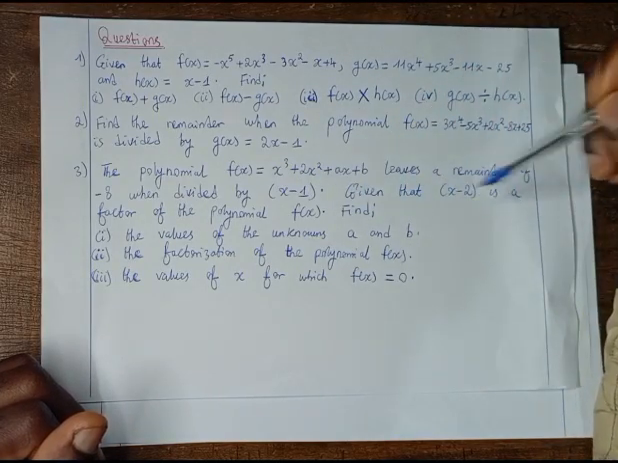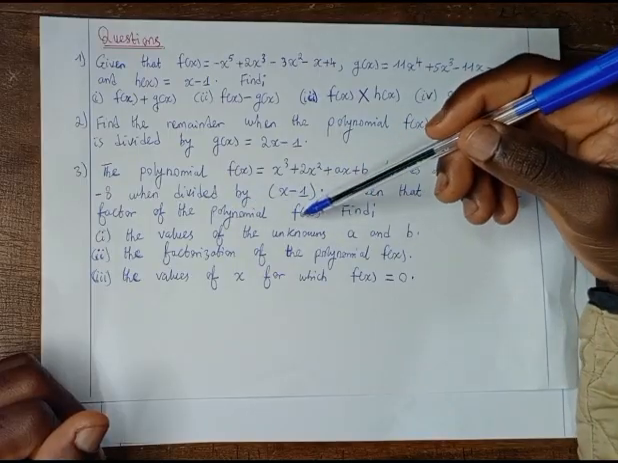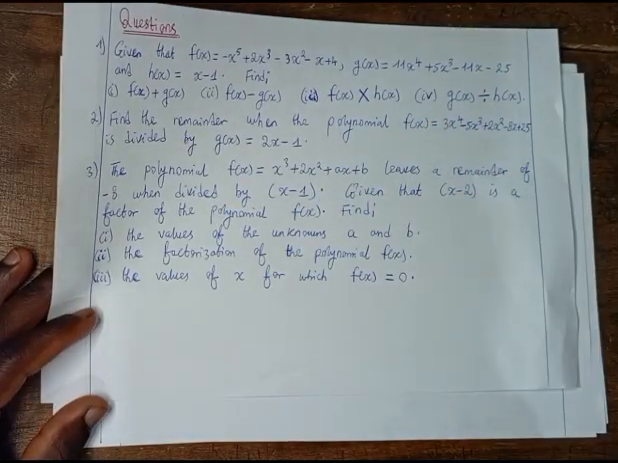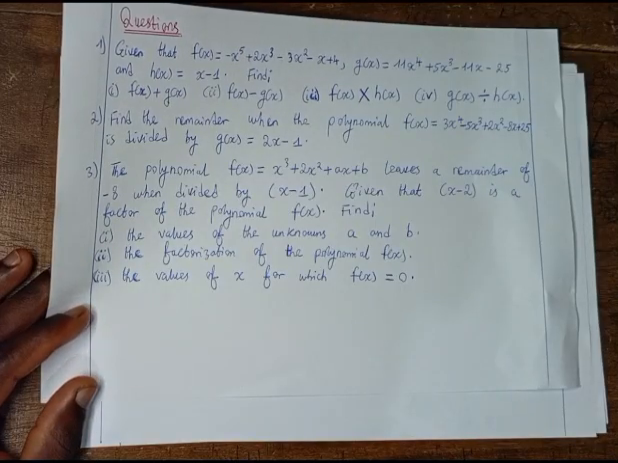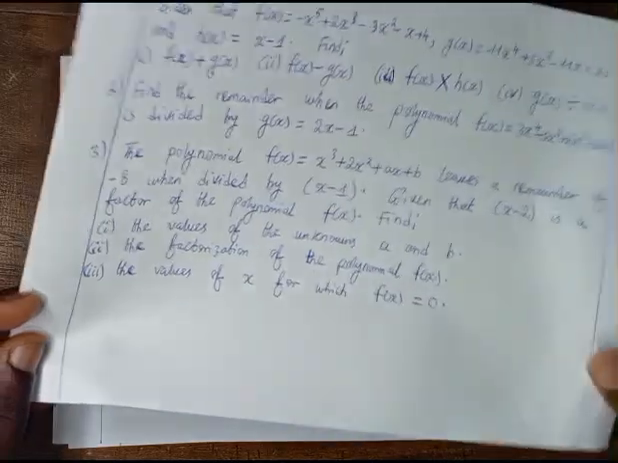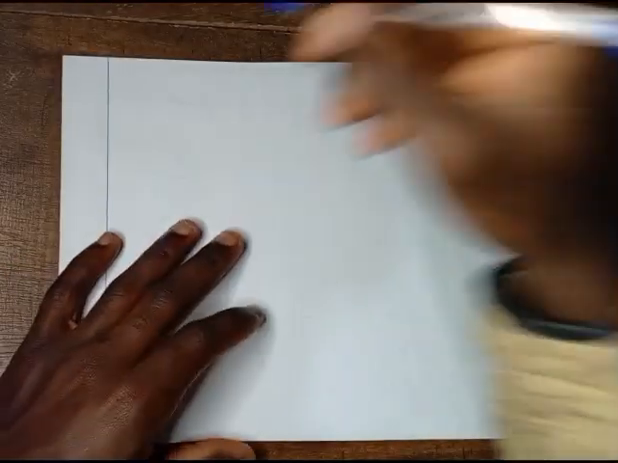Given that x minus 2 is a factor of the polynomial f of x, find (i) the values of the unknowns a and b, (ii) the factorization of the polynomial f of x, (iii) the values of x for which f of x is equal to 0.